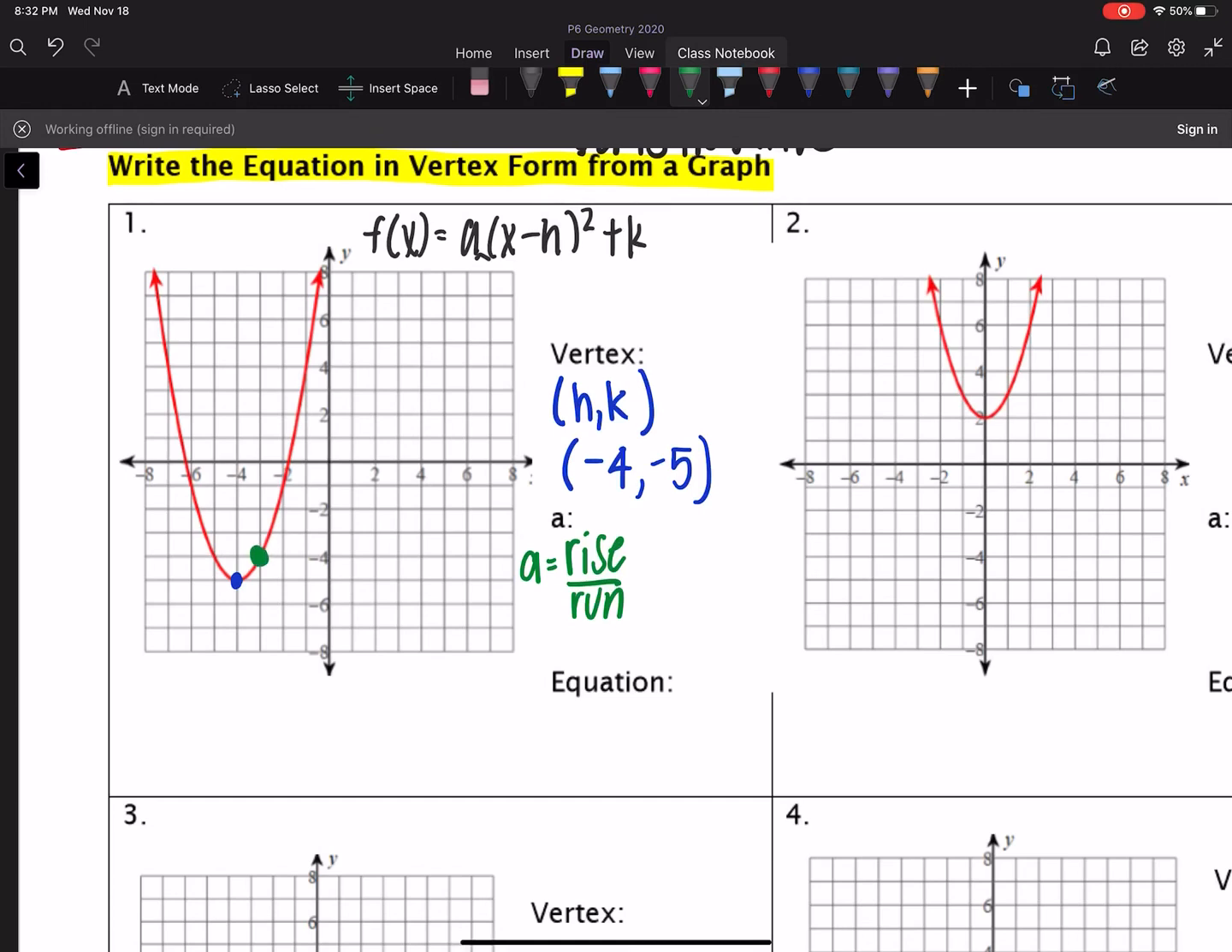Okay. So we always want to pick a point that's closest to the vertex, right? And we want to try to keep our run or our horizontal movement at 1 whenever we can. So the point that I'm going to pick is -3, -4. And then starting at my vertex, I'm going to calculate the horizontal and vertical movement from the vertex to the green point. So my rise or my vertical movement is 1 unit up. And as I go 1 unit up, I'm also going 1 unit to the right, which is my run, which means that my a value is +1 here.